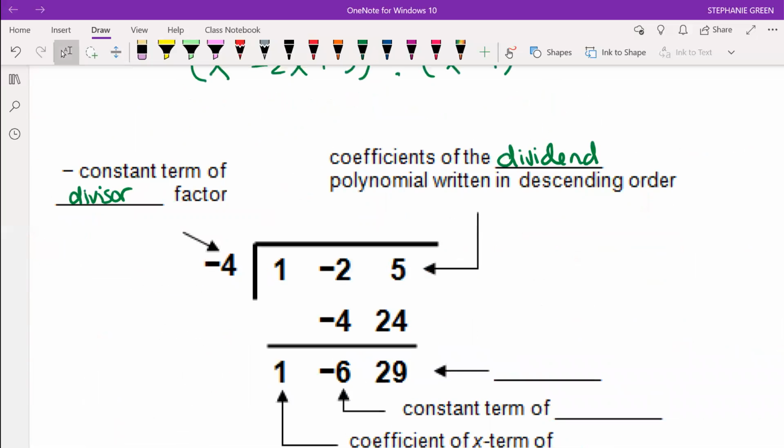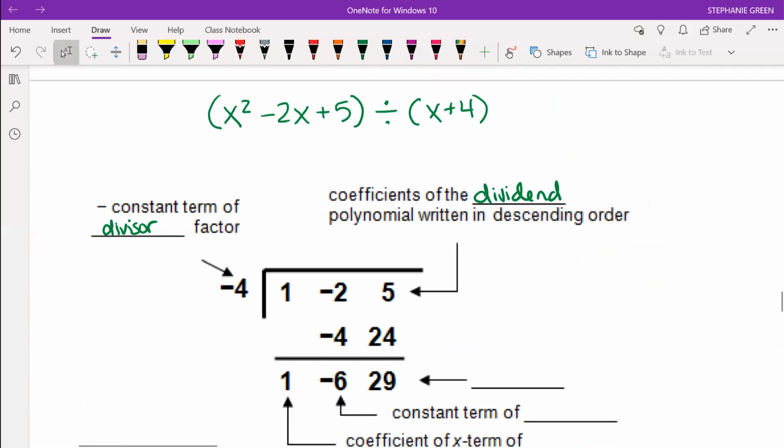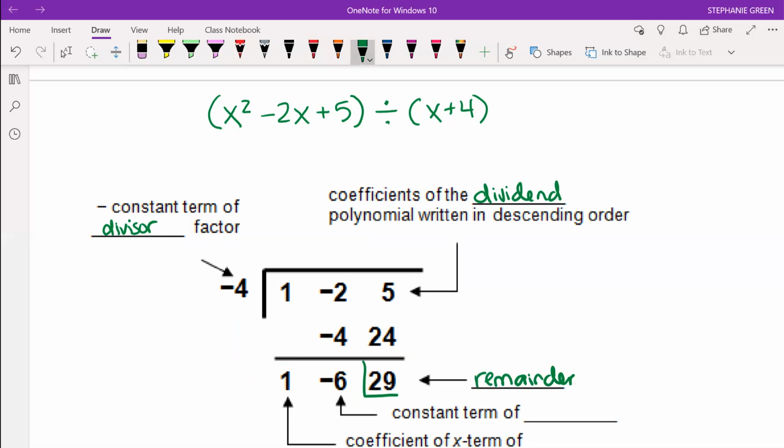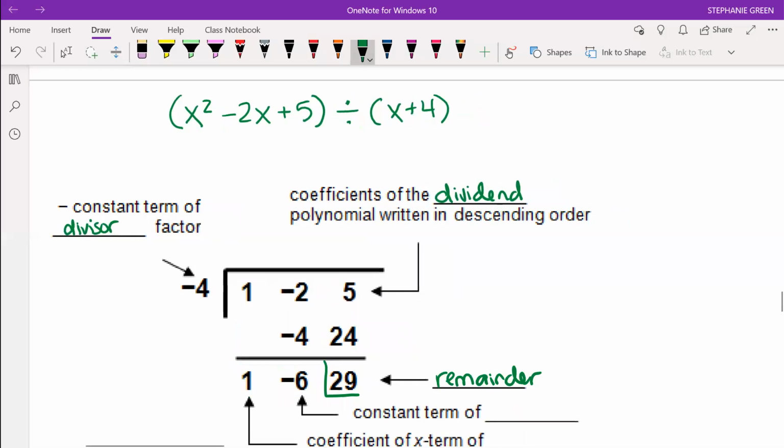Again, the process for this synthetic division, you always drop down your first number, no change, and then you multiply, add down, -2 plus -4 is -6, and then multiply by that -4 again, which gives us +24, add down, 5 plus 24 is 29. And this last number on the end here, I usually put a box around it to remind myself that the last number on the bottom is the remainder. So this one does have a remainder. It's a remainder 29.